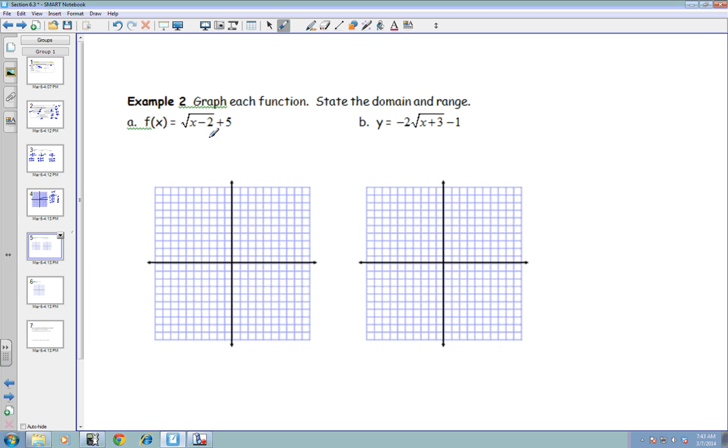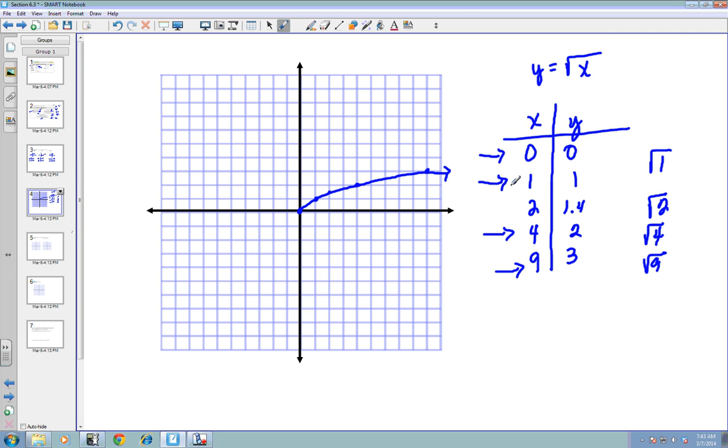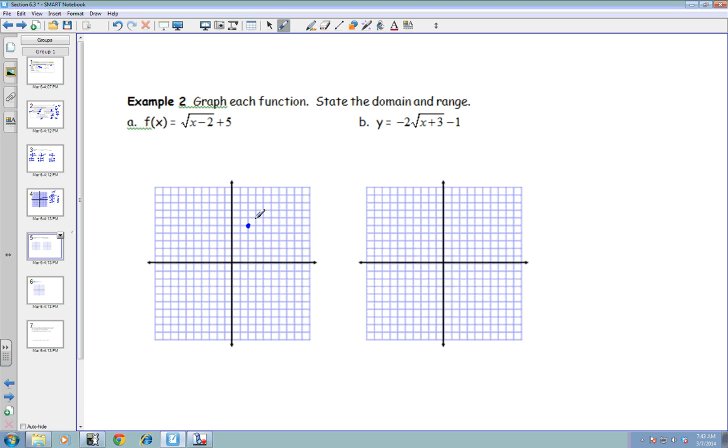I know that this is going to be shifted to the right 2, up 5: 1, 2, 3, 4, 5. So there's my starting point. And then normally, my next point would be to the right one, up one. So I can go from here. This is going to look something like that. My domain for this would be 2 to infinity. My range would be 5 to infinity.